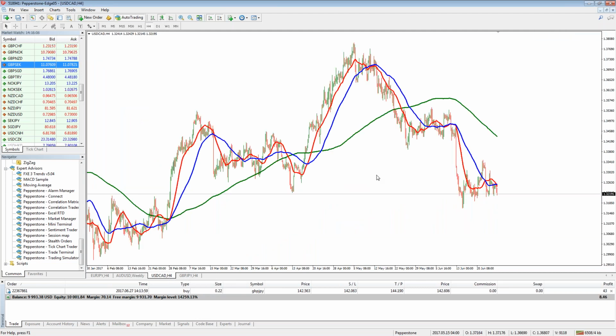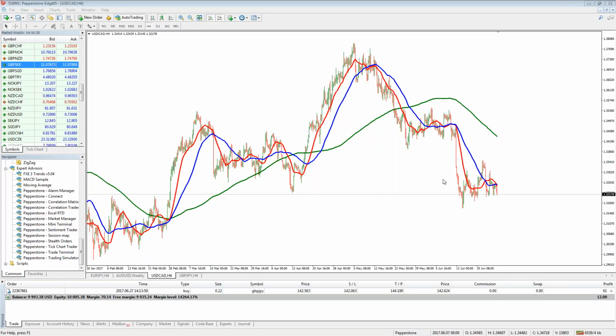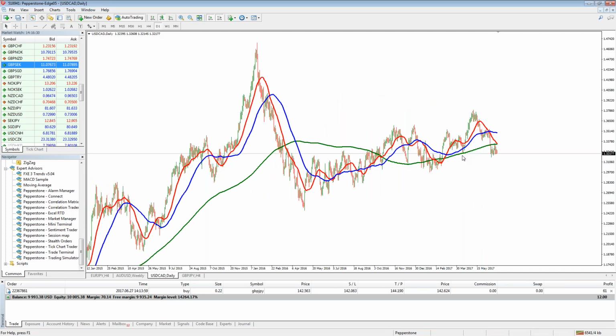The other thing that we wanted to do was talk about the US dollar CAD. The US dollar CAD has a couple of the rules-based systems that we talked about tonight. So let's just jump back into those slides. Basically, we had that strategy: simple moving average cross, support resistance, candle confirmation, Fibonacci retracement, and chart patterns. And we needed 100 points. So if we go back to this particular chart and we go to a daily time frame, what we'll notice is that price is now below the 200 moving average on the daily, and the 200 moving average on the daily is starting to turn down. So that's probably signifying bearish movement, definitely a weakness in the overall longer term trend.